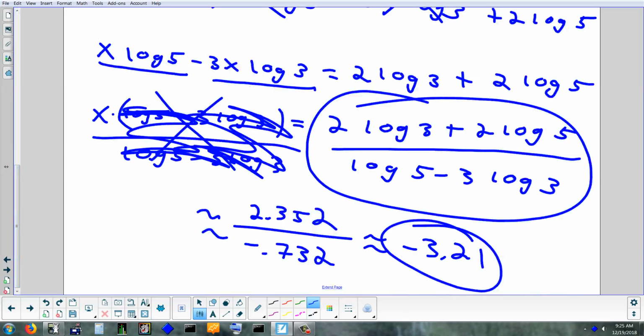Can the log 5 cancel out since you're dividing by them? Like we did 2 log 5 divided by log 5, would it be 2? Yeah, you can't cancel. Remember when we had trig identities and I said if you had a plus sign, you can't cancel across a plus sign?